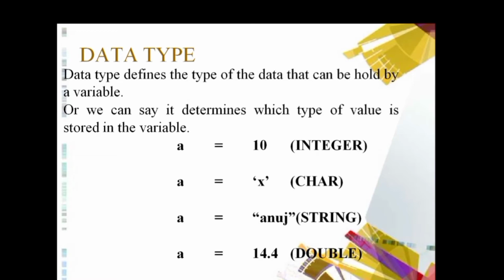One thing we have to keep in mind is that a character is always declared within single quotes, whereas a string is always enclosed within double quotes. After that, a is equal to 14.4. This one shows a float value or a double value.